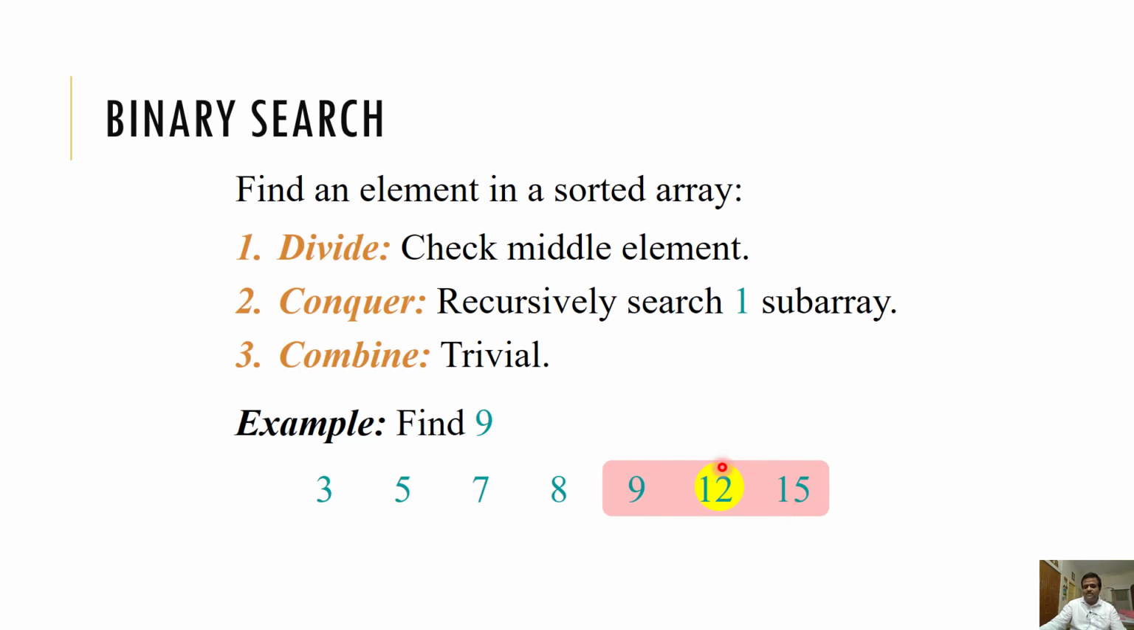We check the middle element of this, the middle element is 12. Now we compare 12 and 9. 9 is less than 12, so again the recursive call on that subarray. We come here, again the recursive call will occur. That will match now, and we say 9 is there. So that is the thing.